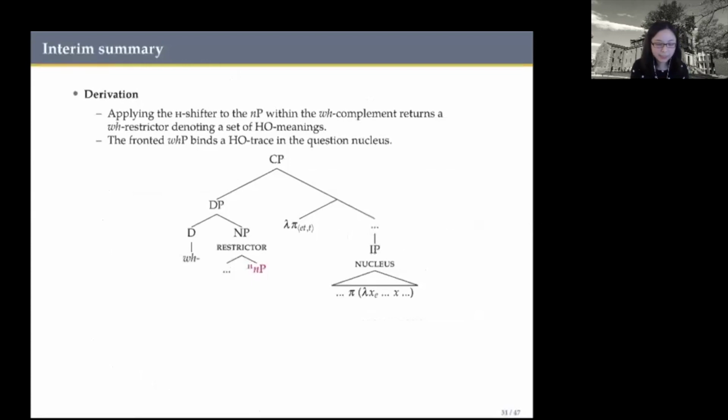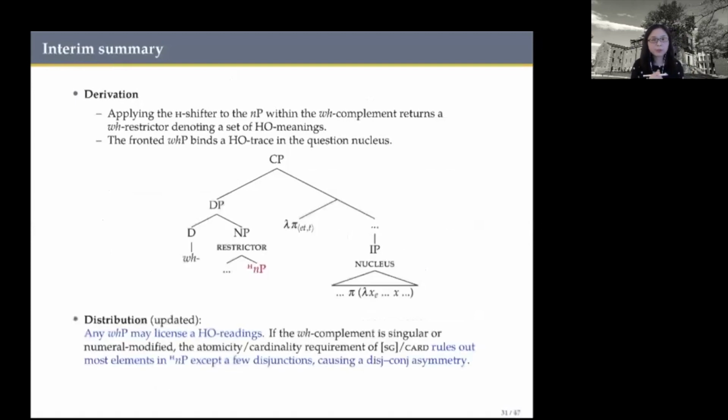In terms of summary, the derivation is exactly what I said before, but in terms of distribution, there's an update. Any Debit phrase may license a higher order reading if the Debit complement is singular or numeral modified. The atomicity or cardinality requirement of singular or card will rule out most elements in H and P except a few disjunctions, and it causes the disjunction conjunction asymmetry.